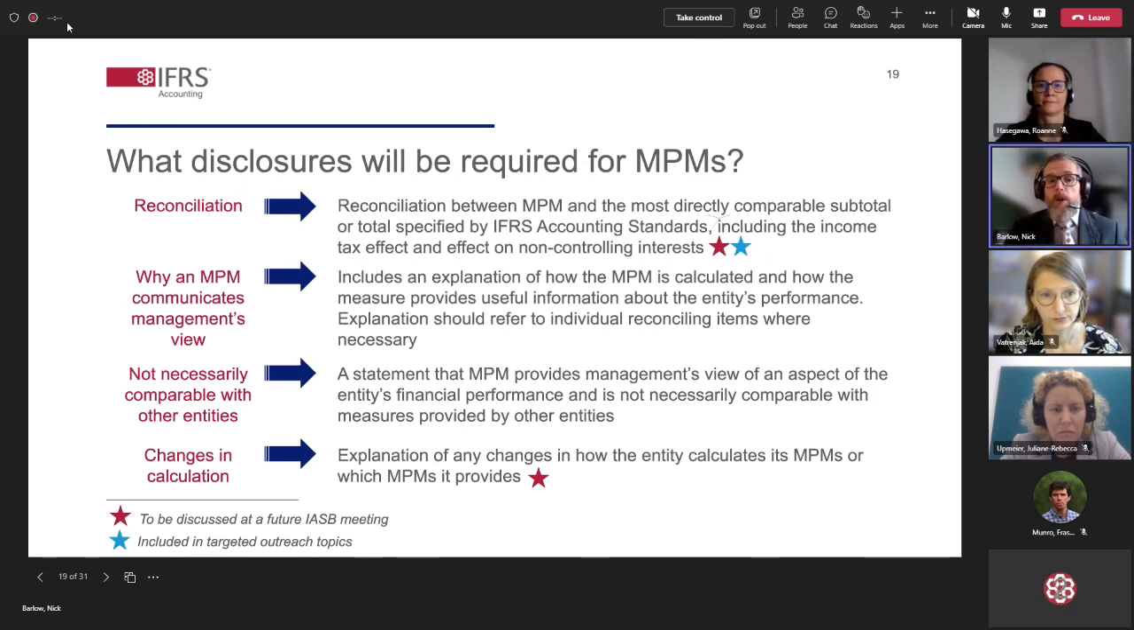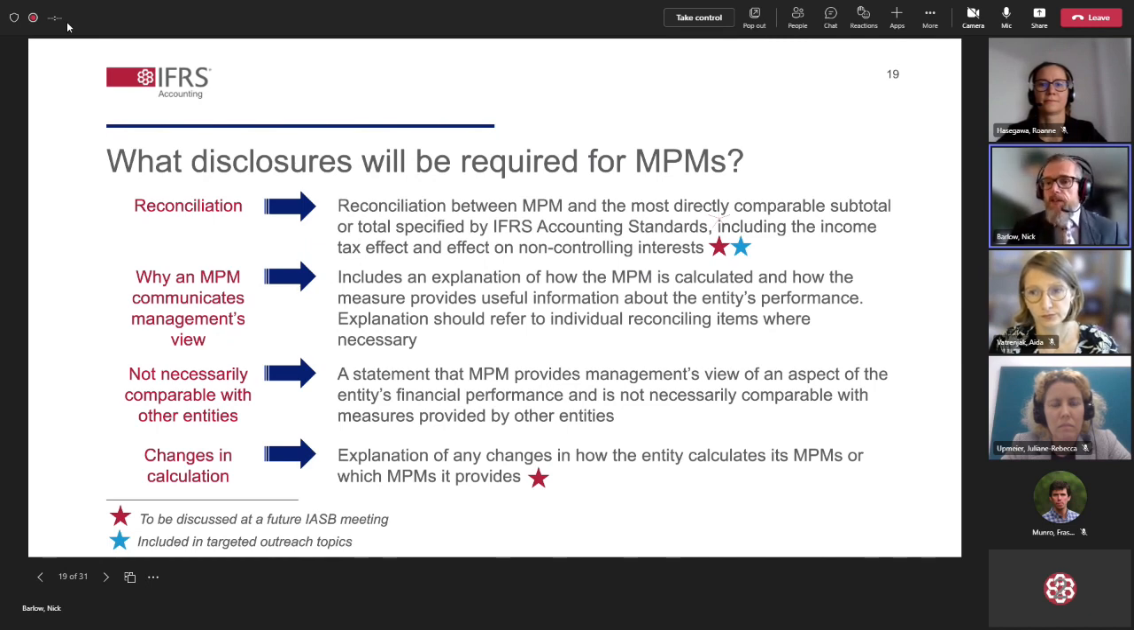So first, companies would be required to provide the disclosures in a single note so that there is a single location for users to find this information, and it includes all of the information required to understand the measure together with that measure. The next and probably most important requirement is that the management performance measure would be required to be reconciled to the most directly comparable total or subtotal specified by IFRS accounting standards.